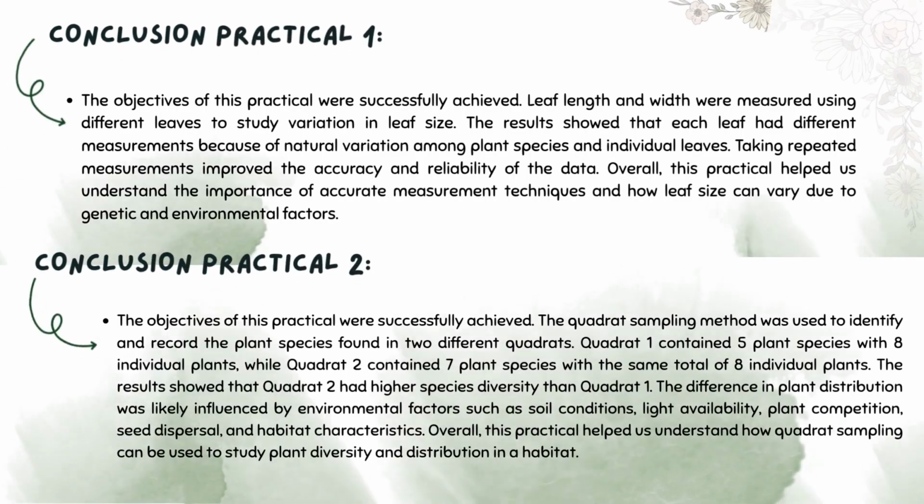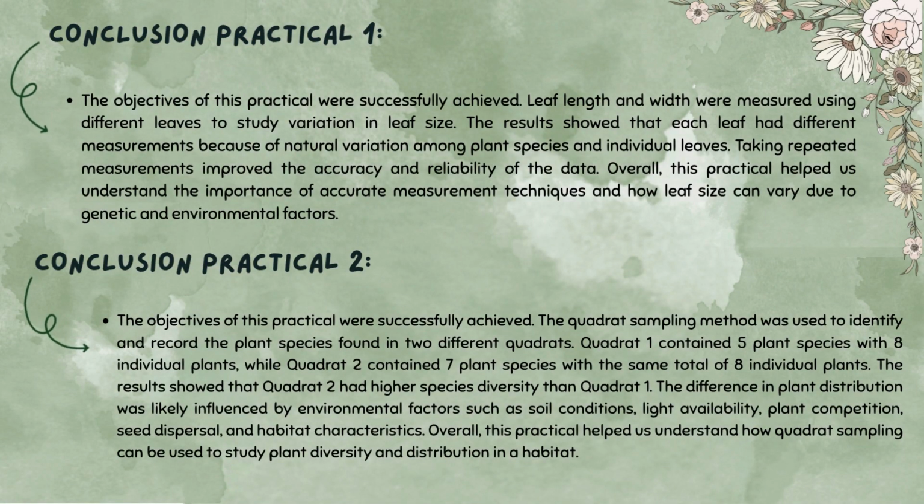In conclusion, for practical 1, the objective of this practical was achieved. We measured leaf length and width and observed differences due to natural variation. Repeated measurements help improve the accuracy of our result. This practical helped us understand the importance of accurate measurement.